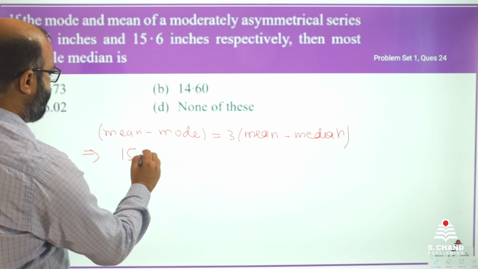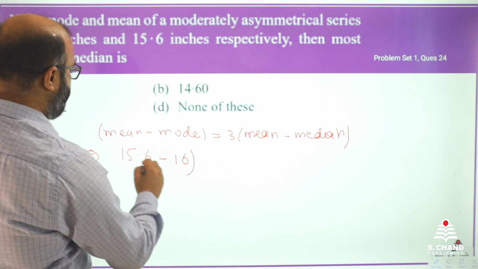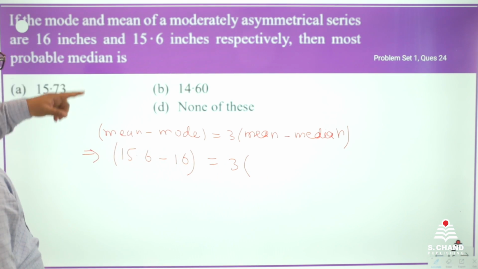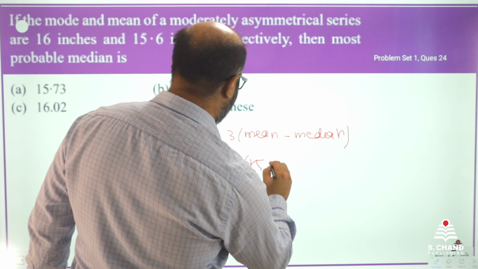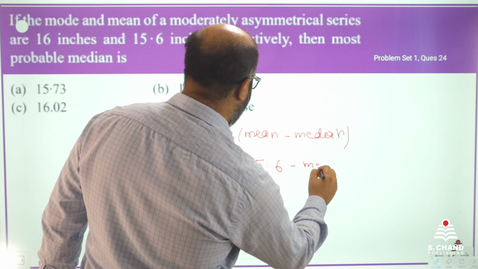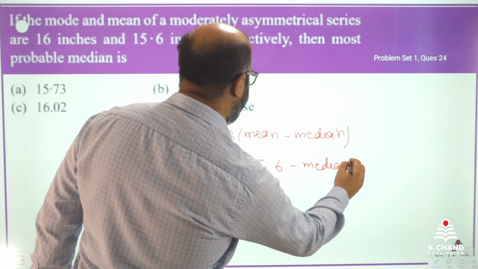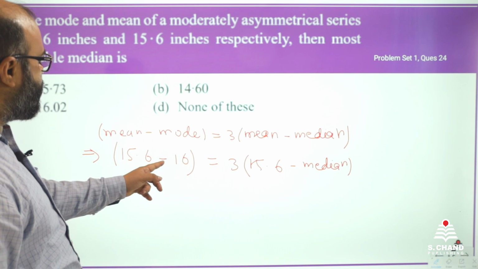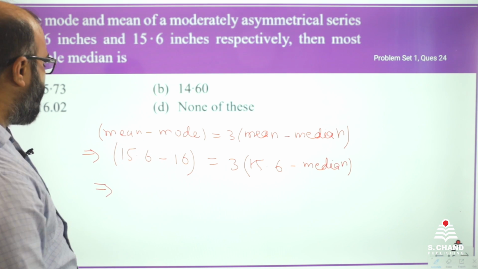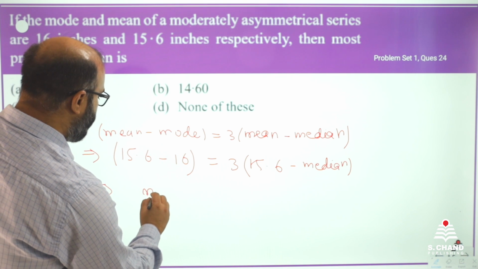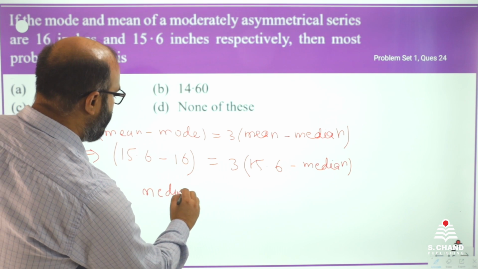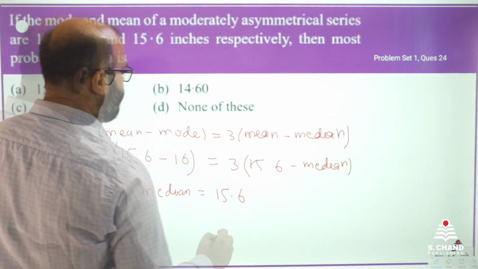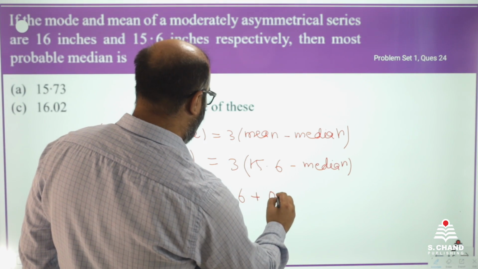So this is 15.6 minus 16. This is equal to 3. Mean is again given as 15.6 minus median, and you have to find the most probable median. So this will give you 15.6 minus 16, 0.4 upon 3. So you can say that median is equal to 15.6 plus 0.4 by 3.